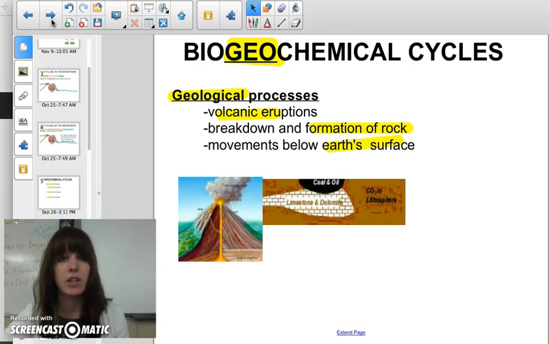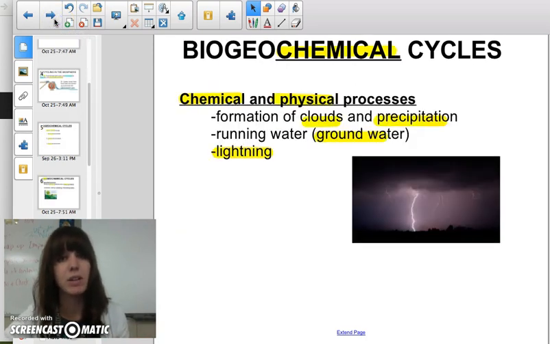Now, geological is any type of process that is formed within the earth or has anything to do with sediment breaking down or formation of rock. Any gas that is released through, let's say, a volcano or any other geological feature, that's considered a geological process. And even the formation of fossil fuels and other sediments, that is also considered a geological process, a geological cycle of matter.